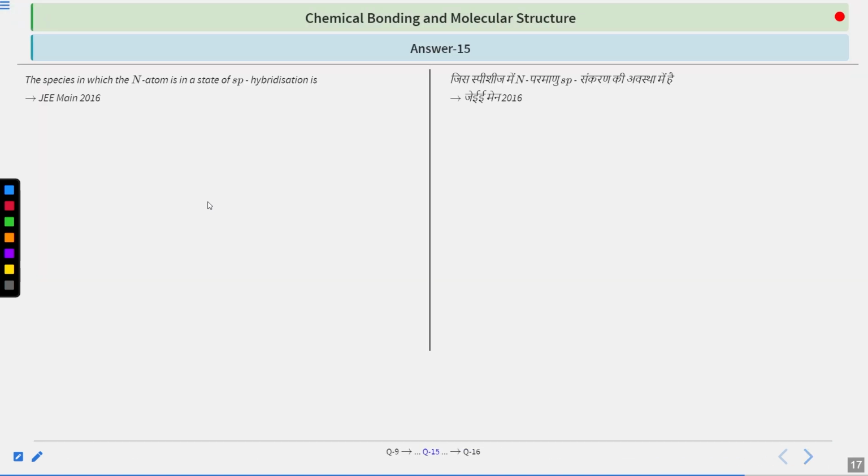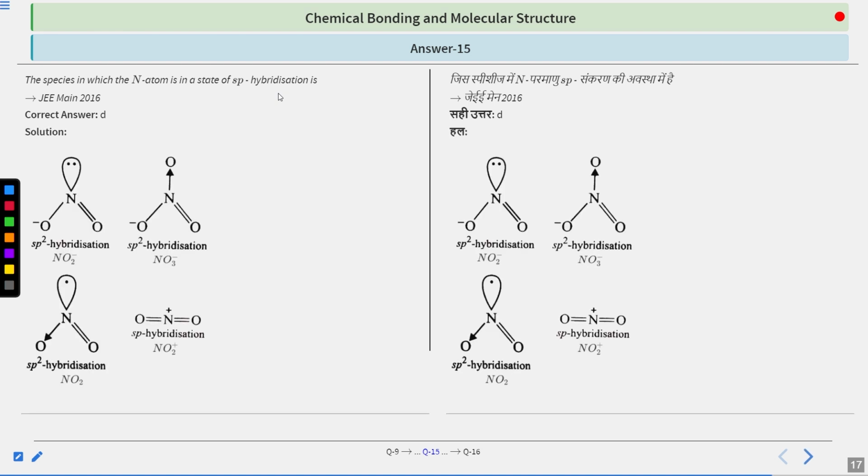So first of all, what is the question here? The question asked is: among the various species of nitrogen given, in which case is nitrogen sp hybridized? Okay, so in which case is nitrogen having sp hybridization? Now, the correct answer is D. So this is the structure of all of these.